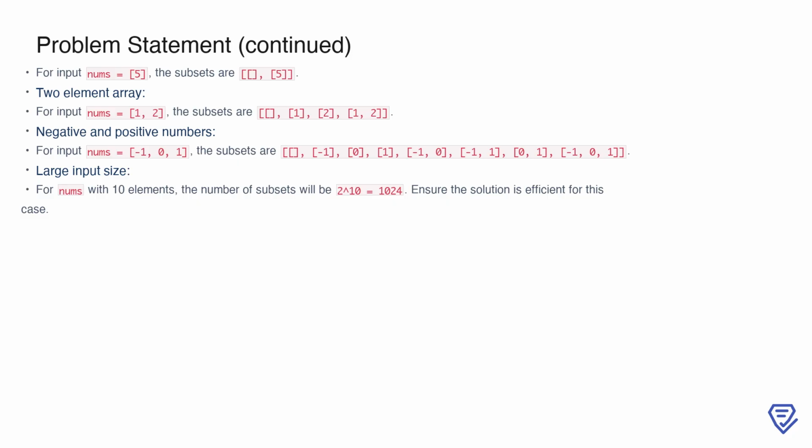To wrap up, let's consider some additional edge cases. For a single element array like [5], the subsets are simply [] and [5]. With 2 elements, such as [1, 2], the subsets expand to [], [1], [2], [1, 2]. When the input includes both negative and positive numbers, like [-1, 0, 1], the power set includes subsets such as [], [-1], [0], [1], [-1, 0], [-1, 1], [0, 1], [-1, 0, 1].